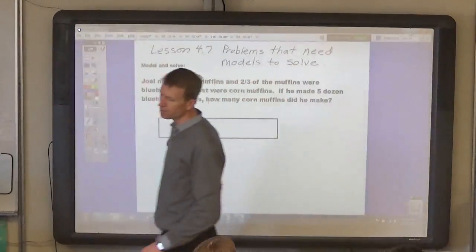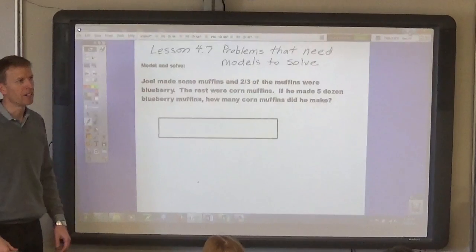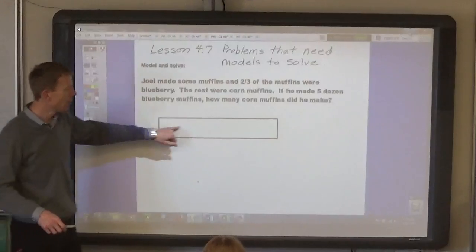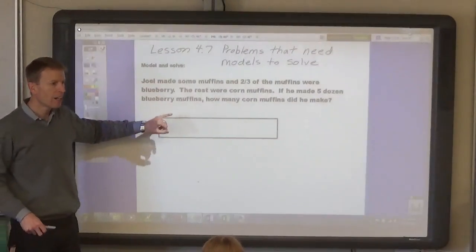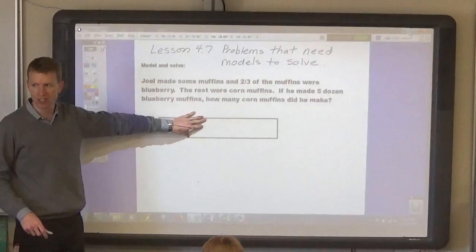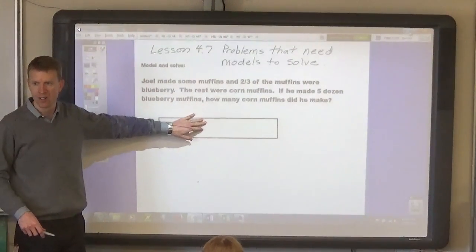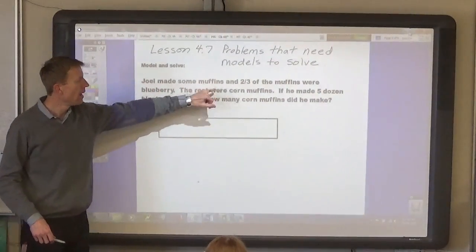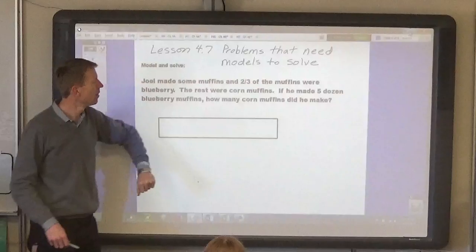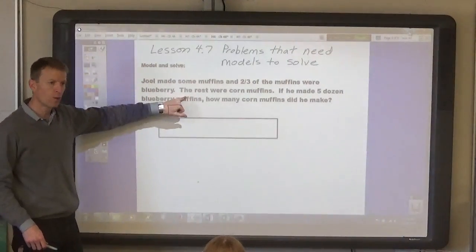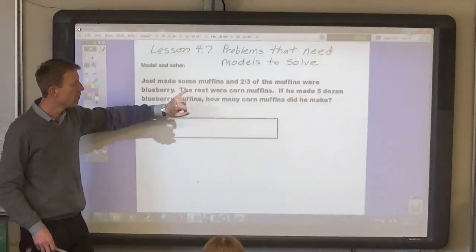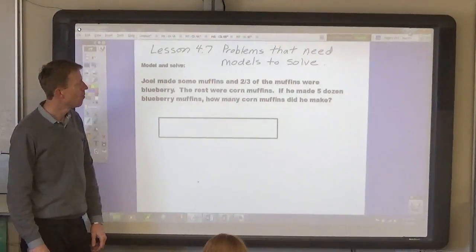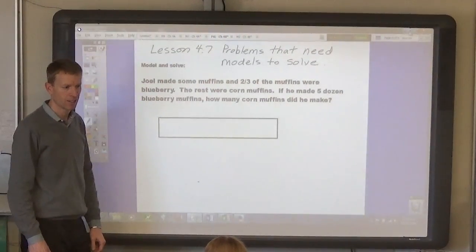Anytime you need to draw a model and you're not sure where to start, begin by drawing a rectangle, because you can do all kinds of things with rectangles that help you to solve problems. Let's see how we'll use this rectangle. Joel made some muffins, and 2/3 of the muffins that he made were blueberry. The rest were corn muffins. If he made 5 dozen blueberry muffins, how many corn muffins did he make?